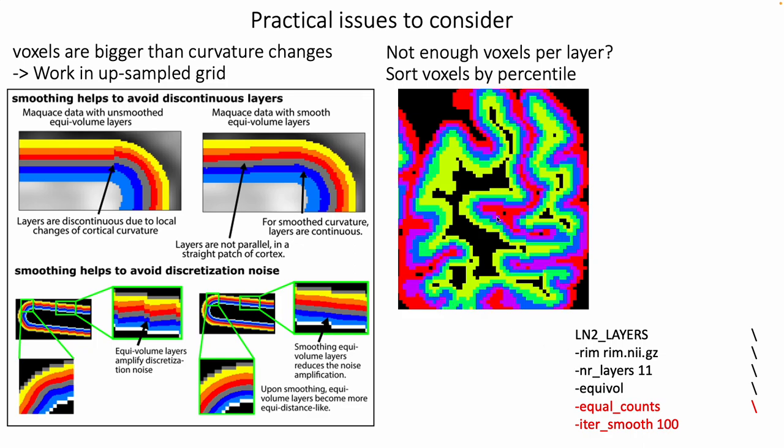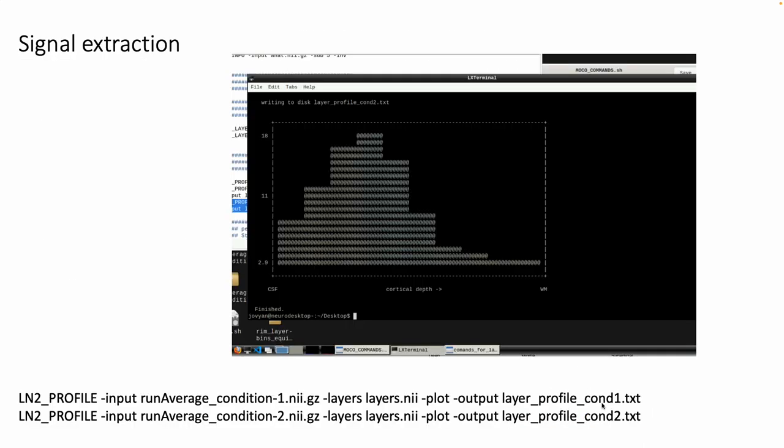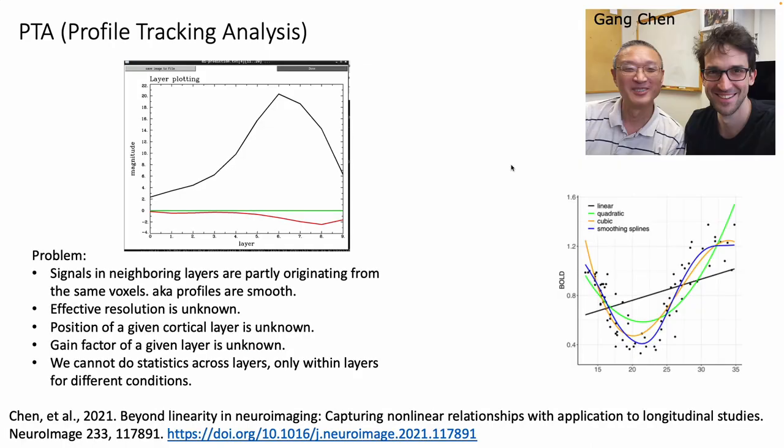And to show you the example here for the equal counts, sometimes when you have kissing gyri, you see that the uppermost layer is not really continuous in voxel space. So if you use the equal counts option to make sure that each layer has the same number of voxels, you can account for that. As soon as we have our layers estimated, then we can extract the signal with the LayNii program LN2 profile, which literally just looks at all the voxels that are in a given cortical layer, averages them, and writes them out in a text file. It's no fancy visualization, but there is a visualization.